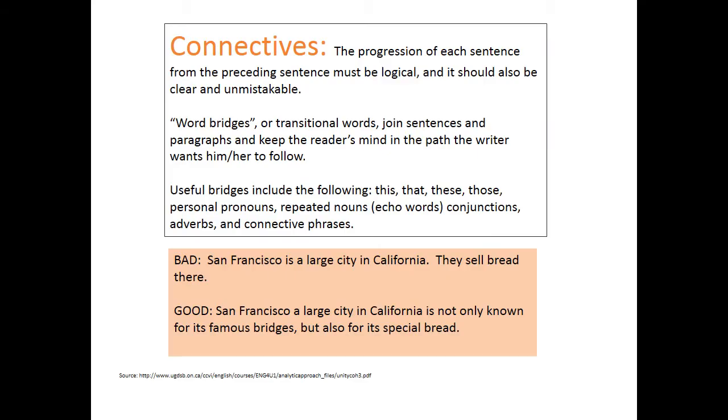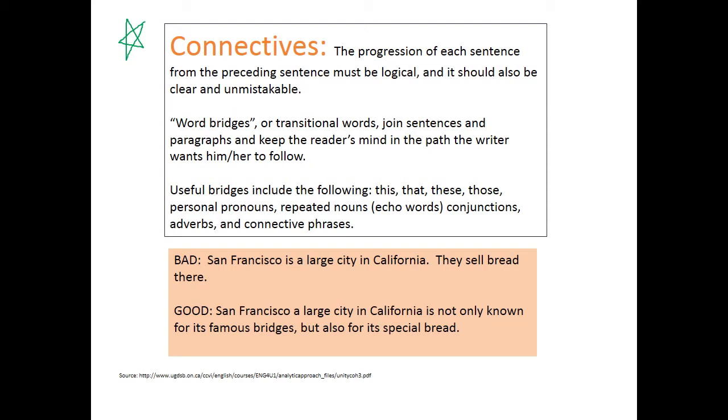All right, here's another really important one, connectives. The progression of each sentence from the preceding one, the one that came before it, must be logical, and it should also be clear and unmistakable. Again, this is one of the problems that I see most often in essays. Word bridges or transitional words join sentences and paragraphs and keep the reader's mind in the path the writer wants him or her to follow.